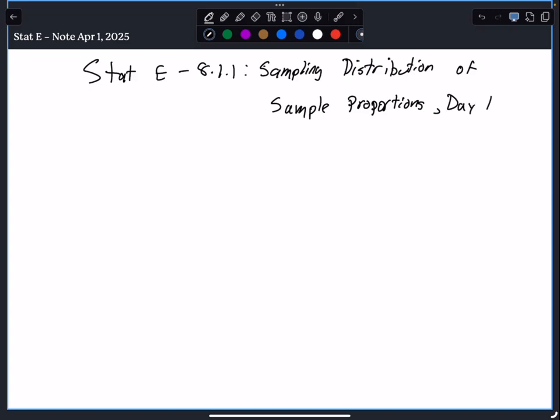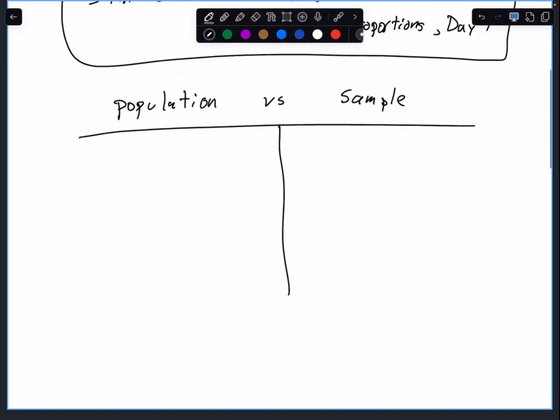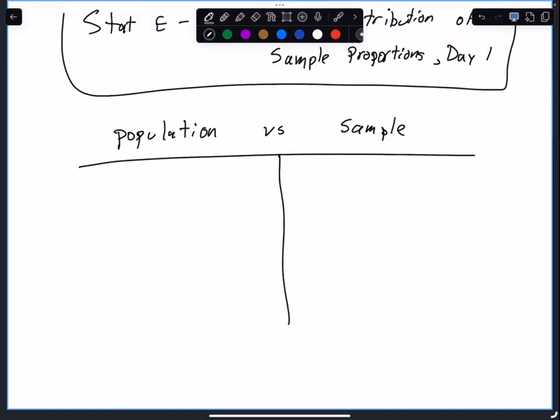Day 1. And again, a lot of what we are learning is going to be off the video in regards to what we're doing within the Desmos. Now, first and foremost, I need to make sure you understand the difference between a population versus a sample. We've talked a lot about this throughout our course.